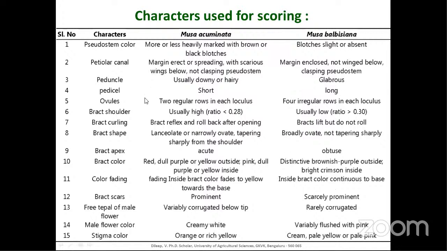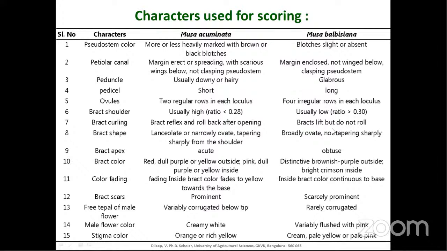So if a particular variety X is showing this type of character, petiolar canal with erect margin spreading instead of enclosing, it is given as 1. Okay, and coming to bract shape, here the bract shape is broadly ovate, but it is not lanceolate. So if it is showing this Musa balbisiana character, it is given as 5.